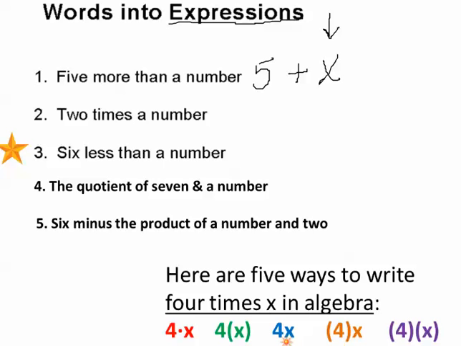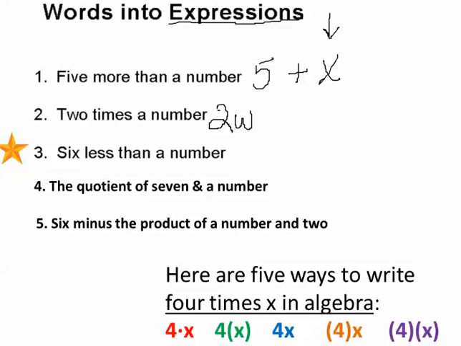So if I need to say 2 times a number, let's use W this time, 2 times some number, 2W. That's all we're looking for. That is an expression that says I'm going to multiply some number W times 2.